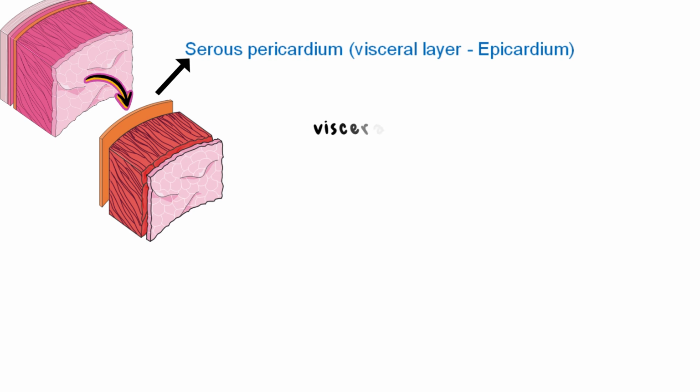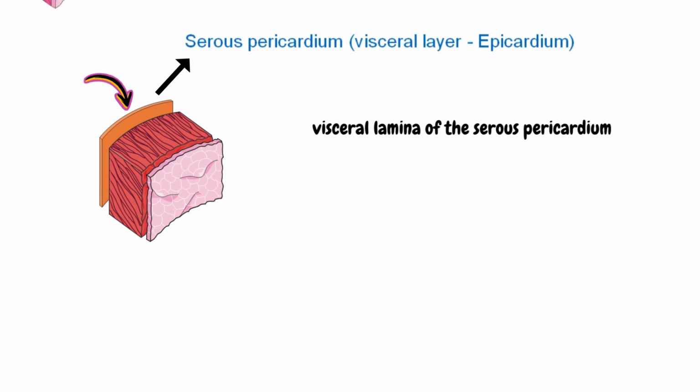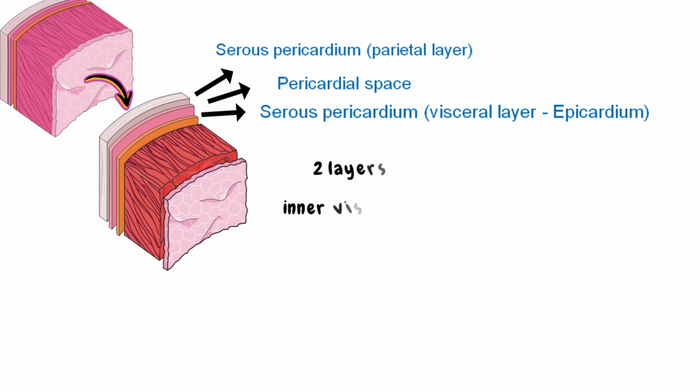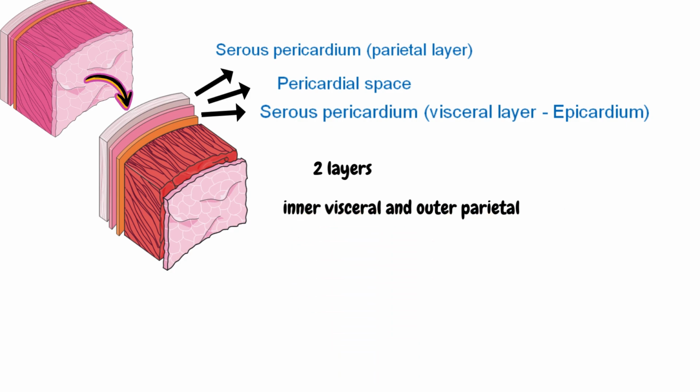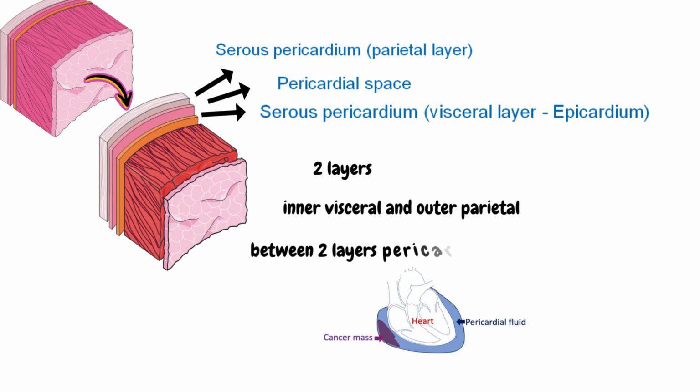Epicardium is actually the visceral lamina of the serous pericardium, which is the covering of the heart. Pericardium has two layers, the inner is visceral and the outer is parietal. Both are separated across the whole heart but are connected at the backside of the heart, where the great vessels are. Between these two layers, there is a fluid present called pericardial fluid, 10 to 20 milliliters in amount.